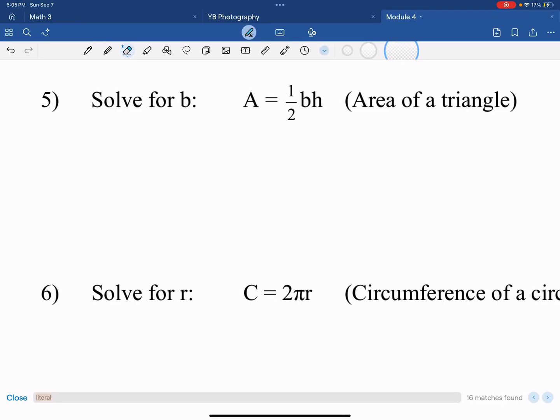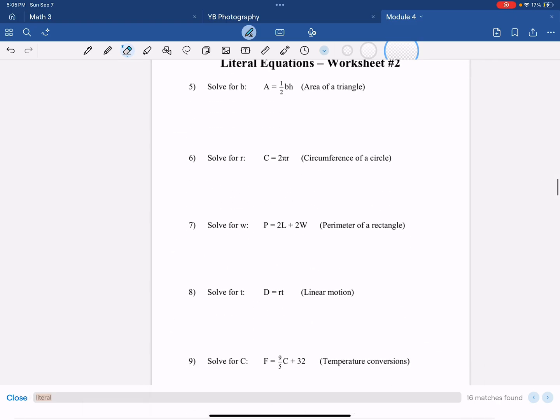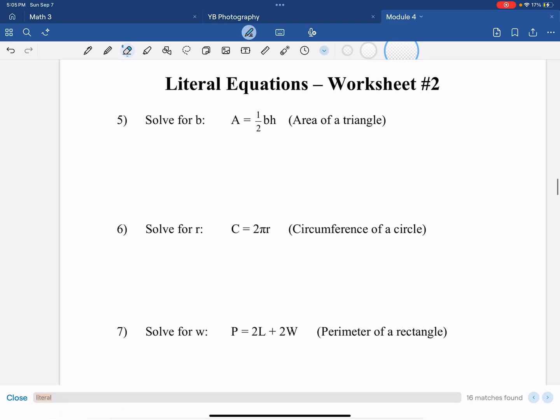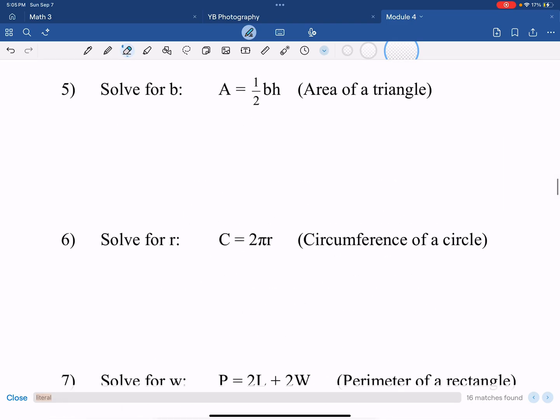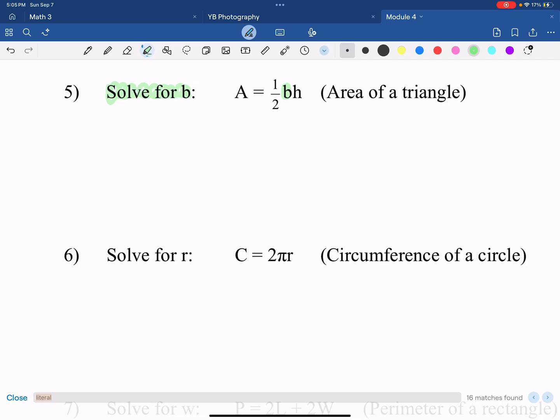We're going to go ahead and start today off by going over numbers 5 through 9 on this literal equations worksheet number 2. We're going to start off by going over number 5. Now, this equation right here is the area of a triangle, and it is asking us to solve for b. So I'm going to go ahead and distinguish that letter b for myself just to know which letter I'm trying to isolate and get by itself. With that in mind, I'm going to go ahead and get myself set up right there.